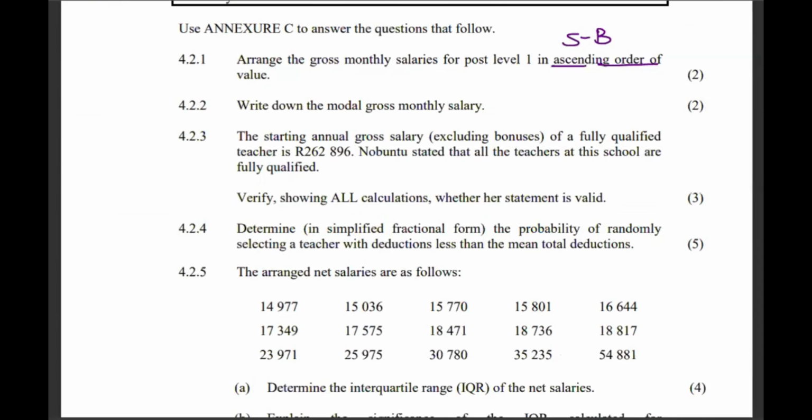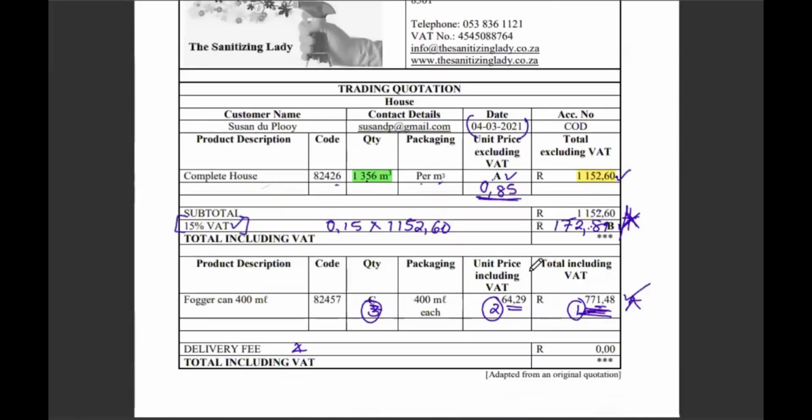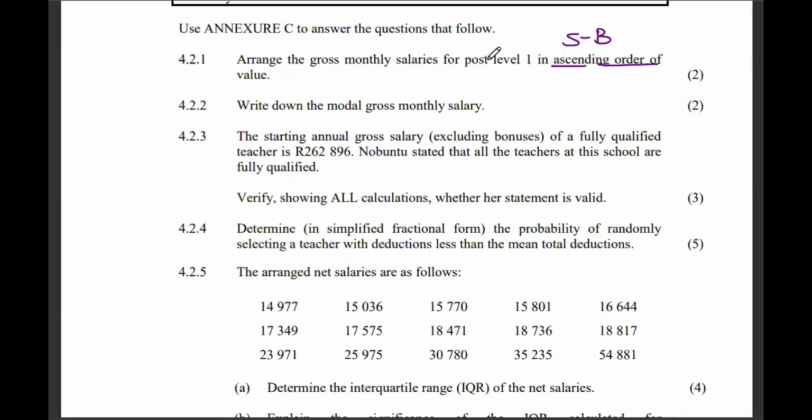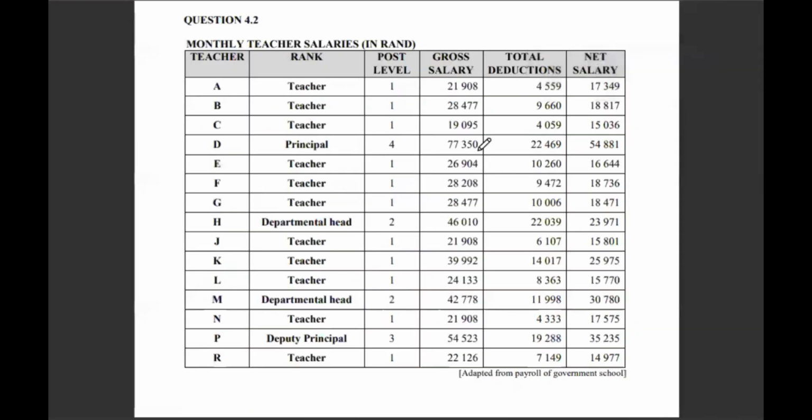Let's look at the next page. They said level 1, eh? Yes. Post level 1 in ascending order. We are arranging the gross monthly salaries of post level 1. So you need to analyze them, because look at this, you have to look at what we have.